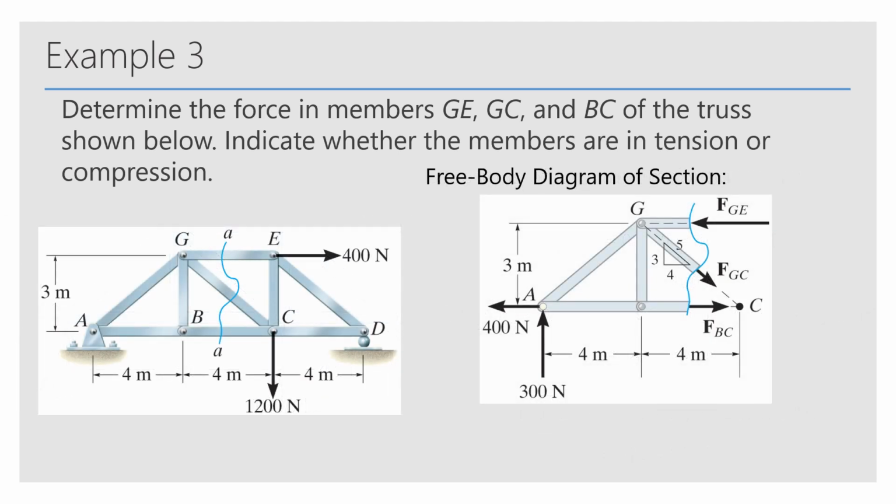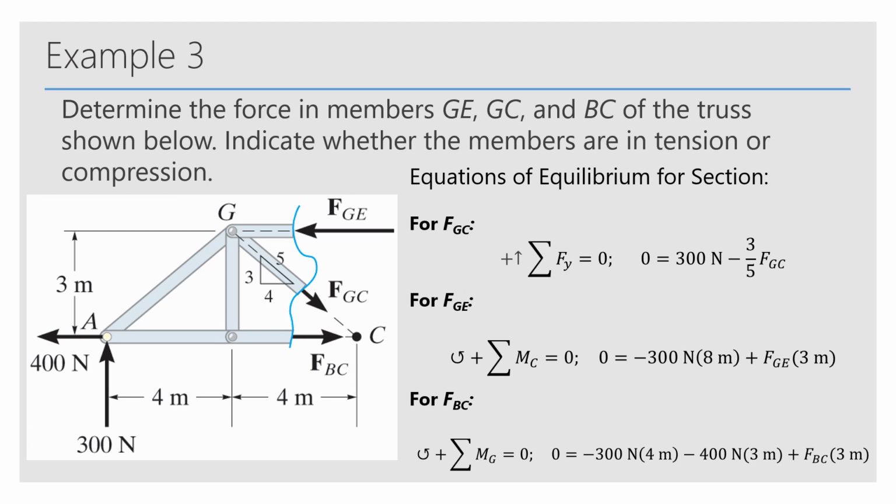We then decide which section we're going to cut or look at. Here we're going to look at the left side. We're going to cut right between those three forces that are of interest. And then the equations of equilibrium here are, for the force of GC, you can use the forces acting in the y direction. For the force of GE, you can use the moment from that point C. It shows it as imaginary, but if we look at the whole truss, that point C is the same. It's the same joint that we saw before we did the cut. And then for BC, you can do a moment around the joint G.